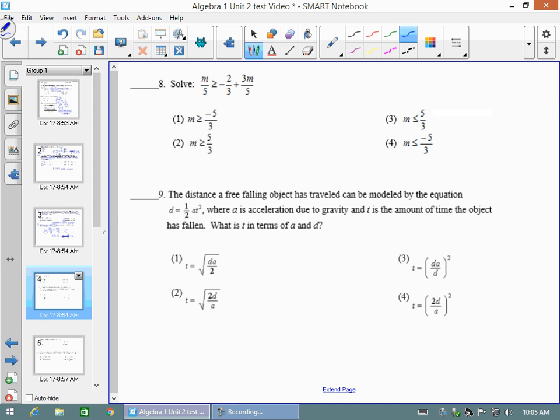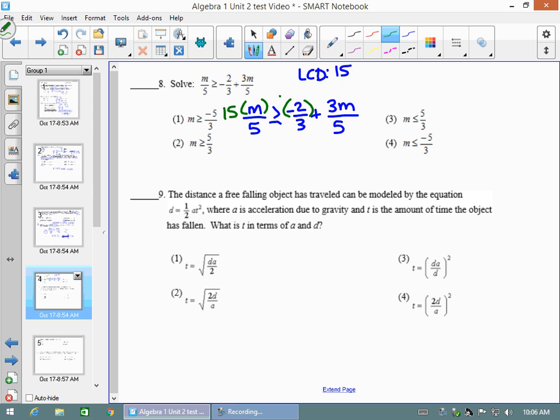Okay, question 8 is a fractional inequality. The first thing I want to do is identify what my LCD is. So between 3 and 5, I would have an LCD of 15. So if I take m over 5, which is greater than or equal to negative 2 over 3 plus 3m over 5, I'm going to take that LCD and multiply every single term by the LCD. You'll notice I'm using a different color here to really highlight that first step.